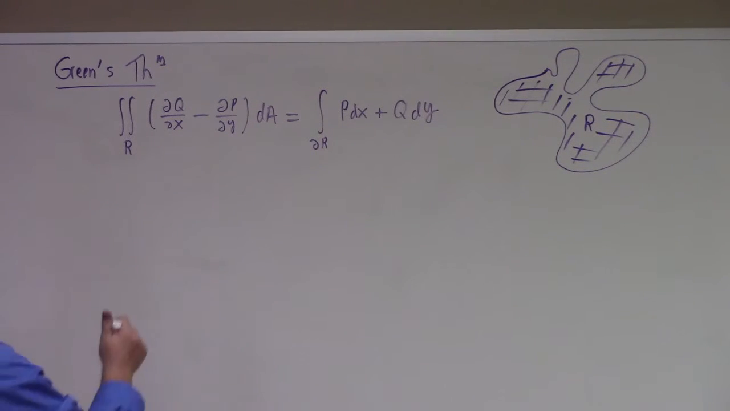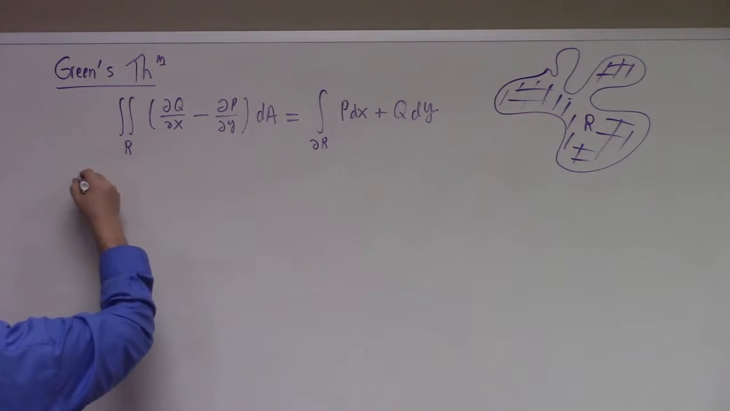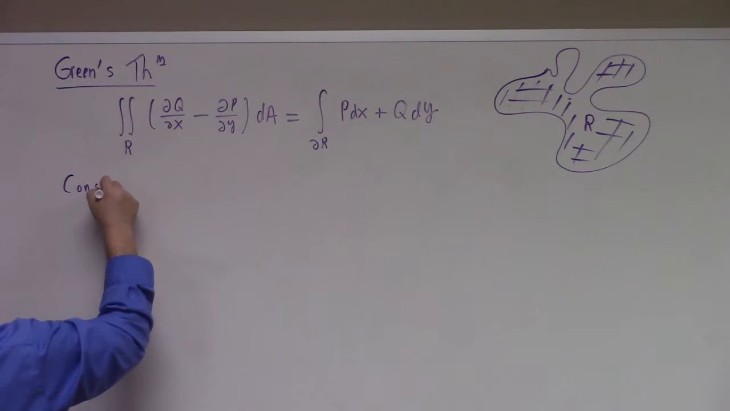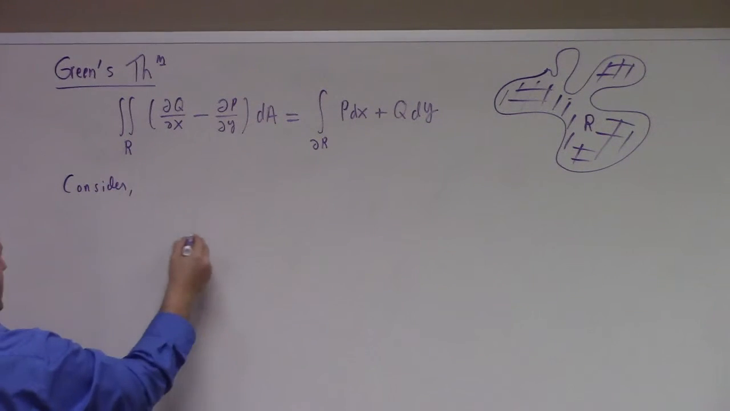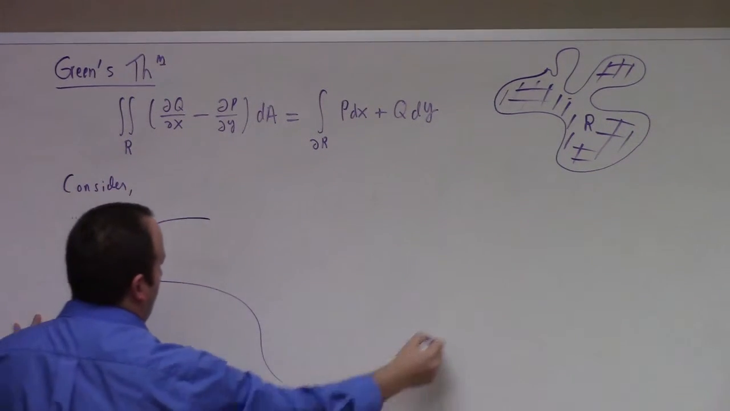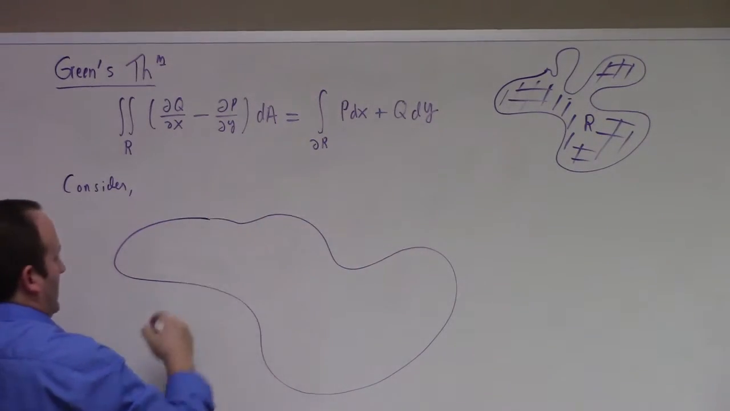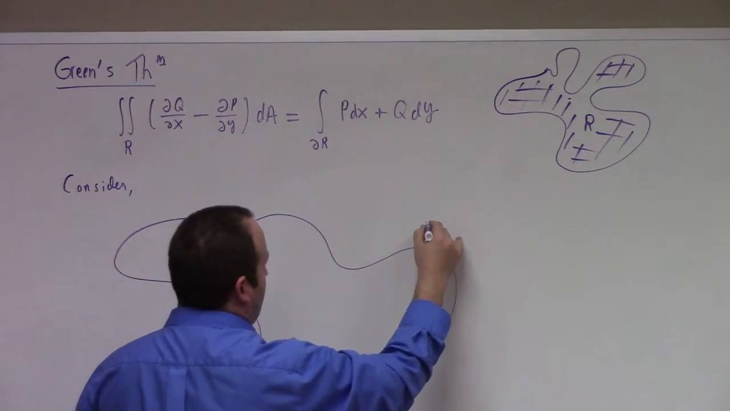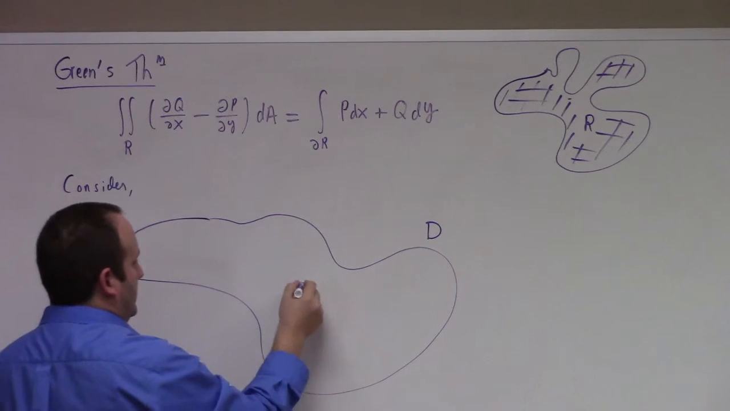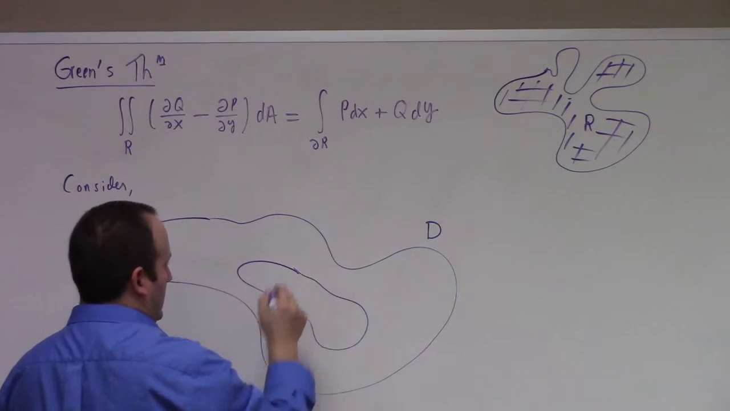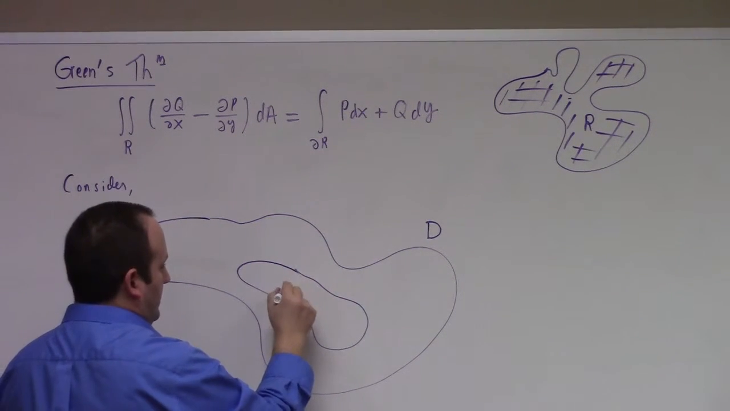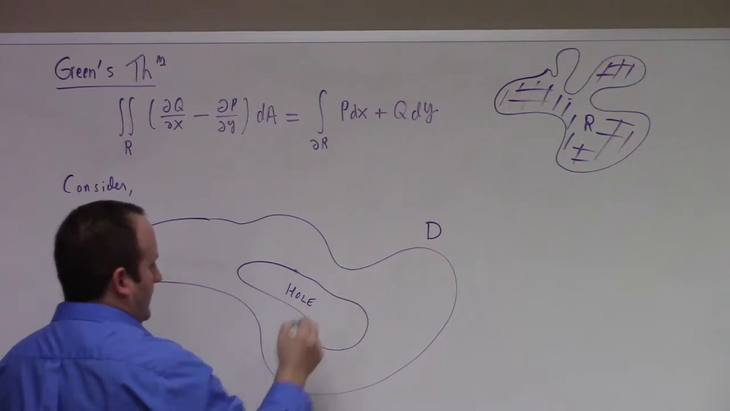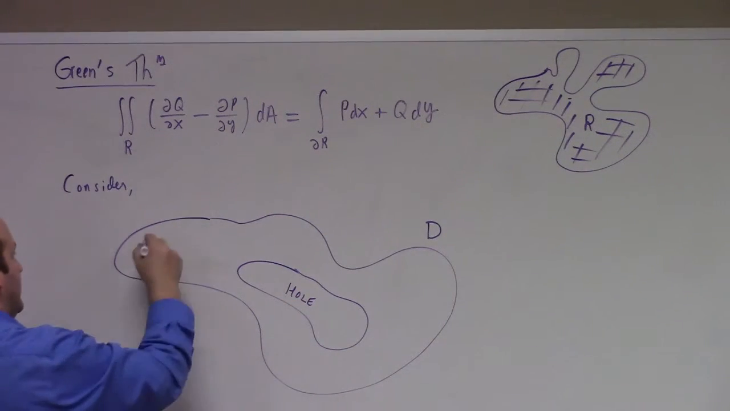Now, what would happen then, so let's consider a new thing. Let's call this thing D. And now there's some hole inside of it, all right?